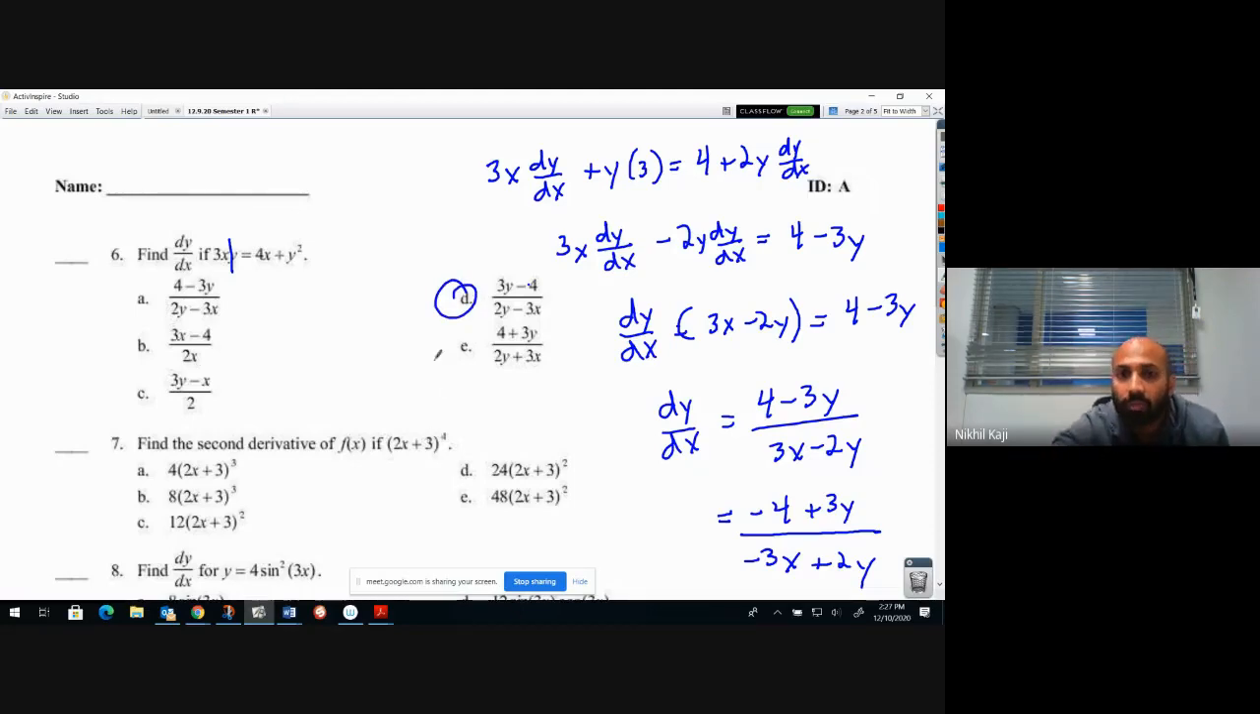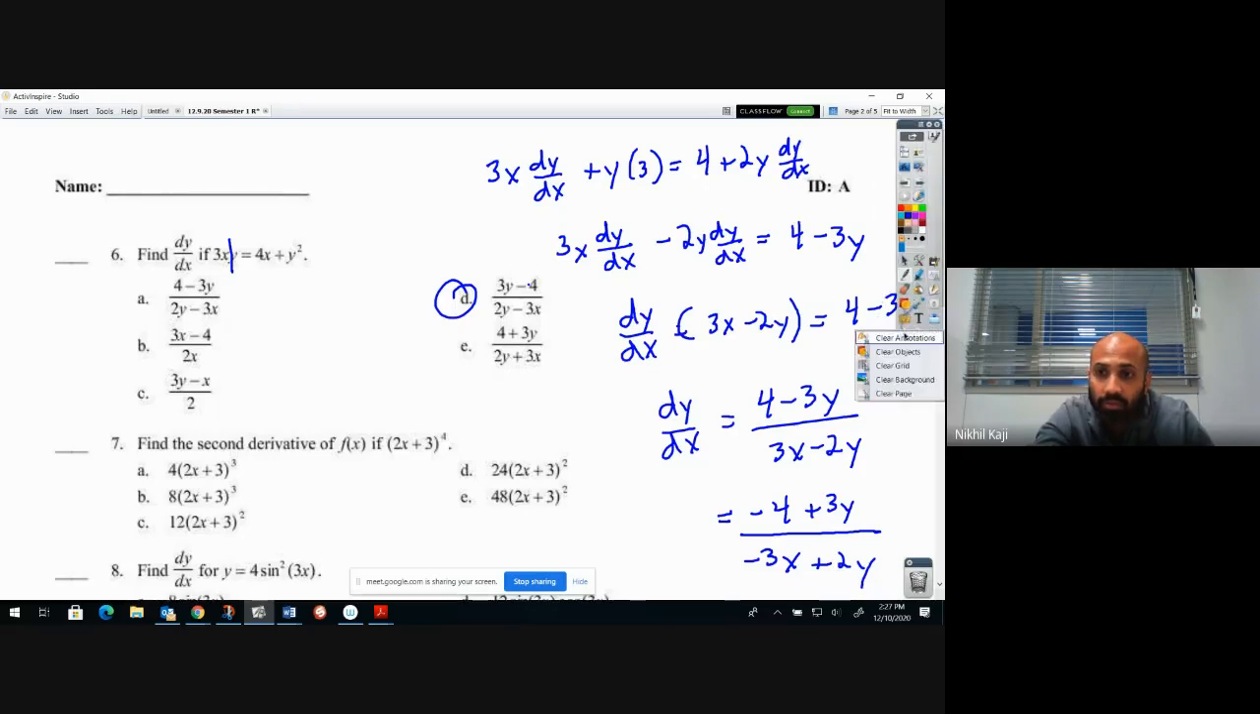So it looks like if we had moved the dy dx over to the right side from the beginning, we probably would have got this answer without having to change our sign. So sometimes on multiple choice, you got to be careful. Again, there's no right way. They just like to mess with you. So just be careful.